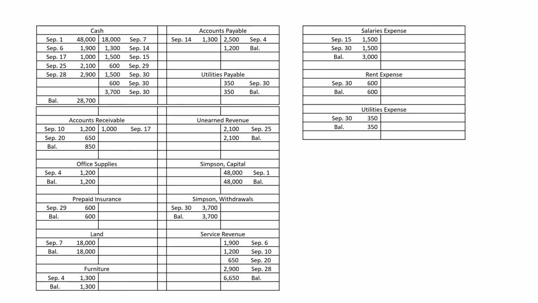The next journal entry happens on September 4th. And look at your journal. It says on the debit side of office supplies, $1,200. On the debit side of furniture, $1,300, and that's what we do. On the credit side of accounts payable up here, $2,500. Notice the dates are next to it so we know when that journal entry occurred. On the 6th, on the debit side of cash, $1,900. On the credit side of service revenue, down here, $1,900.